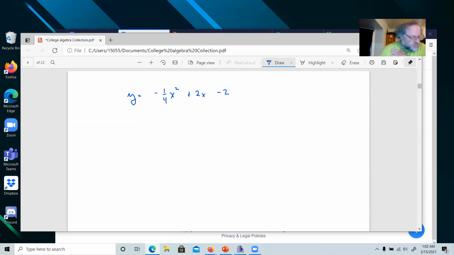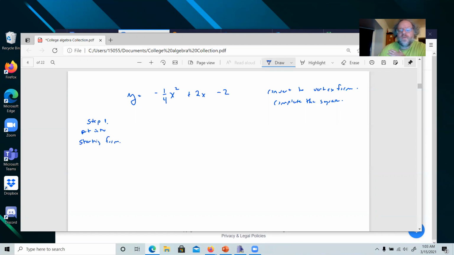Okay, so what we have here is step one, where the instructions are convert to vertex form. To do that, we're going to have to complete the square. Now to complete the square, step one, we're going to put it into the correct, starting form.